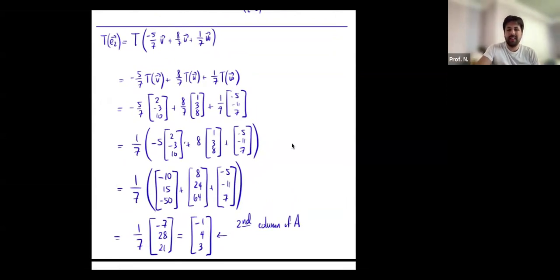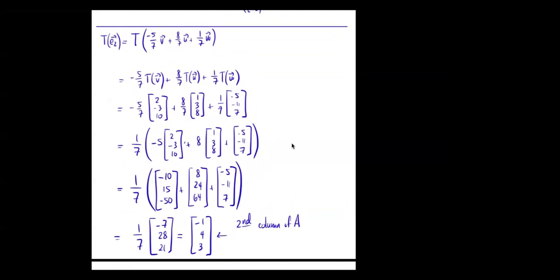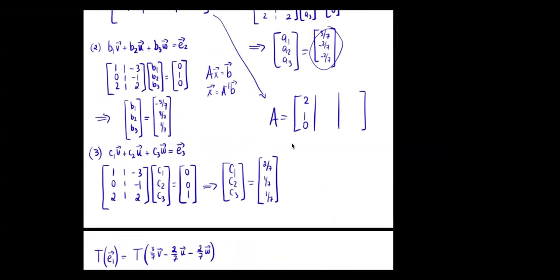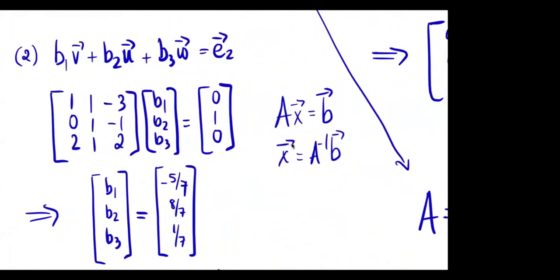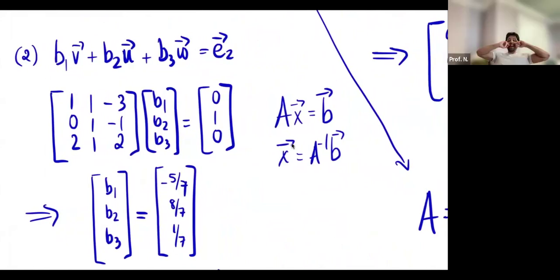Am I going too fast? Am I going too slow? Really quick, I kind of missed it. For E2, the scalar multiples, how did you get the negative 5/7 and 8/7 and 1/7? Oh, okay. I got you. That's right.